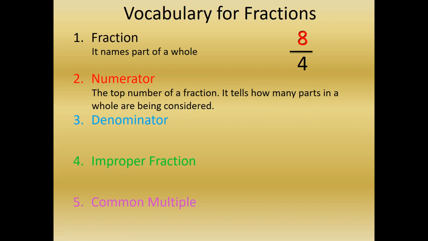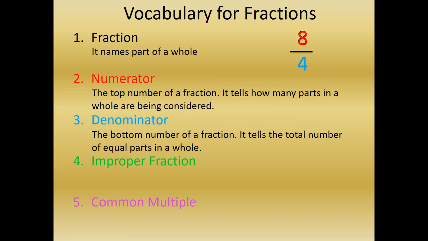Then the third one is denominator, the bottom number of a fraction. It tells the total number of equal parts in a whole. So 4 in 8 over 4 is the denominator. Then we have improper fraction, a fraction whose numerator is greater than its denominator. So 8 over 4 is an improper fraction.